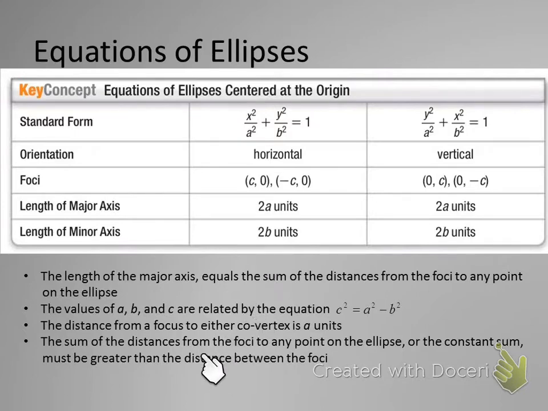A couple other bullets here. The distance from a focus to either co-vertex is A units. I just mentioned that. And the sum of the distances from the foci to any point on the ellipse, or the constant sum, must be greater than the distance between the foci.